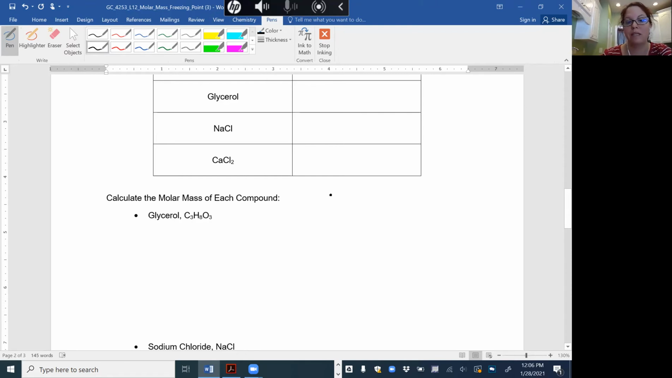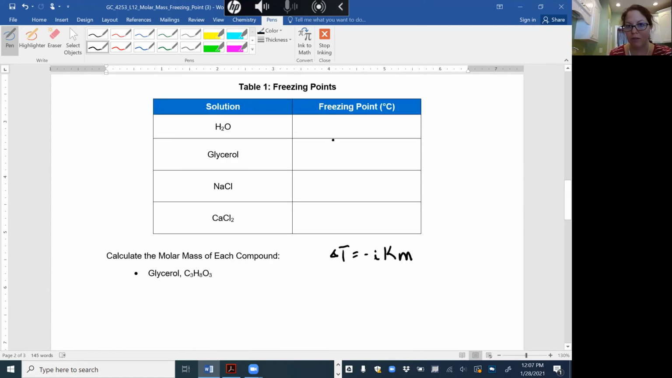One thing that we need to know, for freezing point depression, the formula that you use is delta T equals negative i K little m. Okay, so let's talk about this formula just a little bit. The delta T is the change in temperature. You had your original freezing temperature of your solvent. How much did that change by? In our case, the original temperature is whatever our water froze at, and then we're looking at how much each one of these changed by. That gives you your delta T.